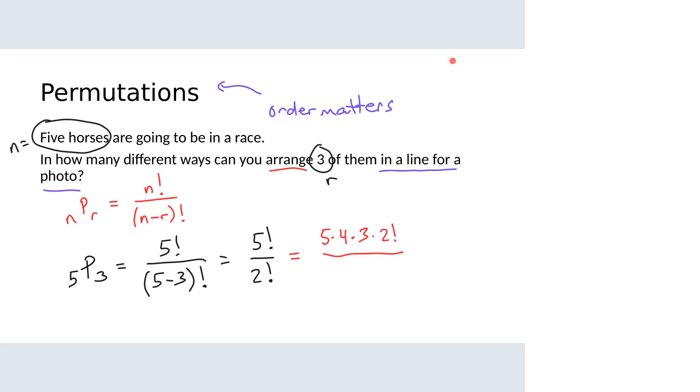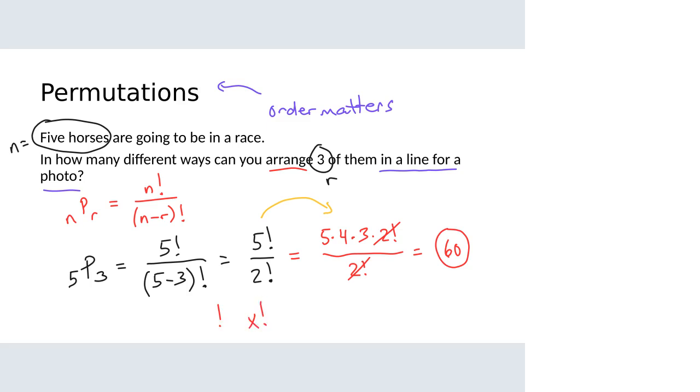I don't want to go too fast here. I want to be patient and careful. What I've just done is I've rewritten 5 factorial this way: 5 times 4 times 3 times 2 times 1. The reason I stopped at 2 factorial is because when I look at my denominator, I have 2 factorial down there. And by stopping at 2 factorial, I can cancel those. Now all I'm left with is 5 times 4 times 3. And I can see that there are 60 ways that I could put these 3 in a line for a photo.